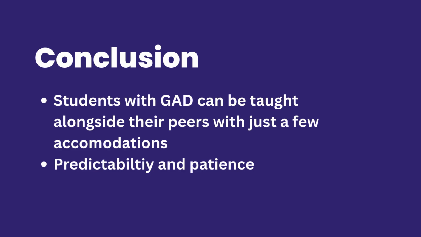Students with GAD can be taught in cohort with their peers and be just as successful with a few accommodations. Teaching a student with GAD requires patience and predictability. Routines are key for these students who may fear the unknown. If they don't know what to expect, they may feel anxious. A student with GAD can succeed in your classroom with just a few differentiations and a kind and patient attitude.